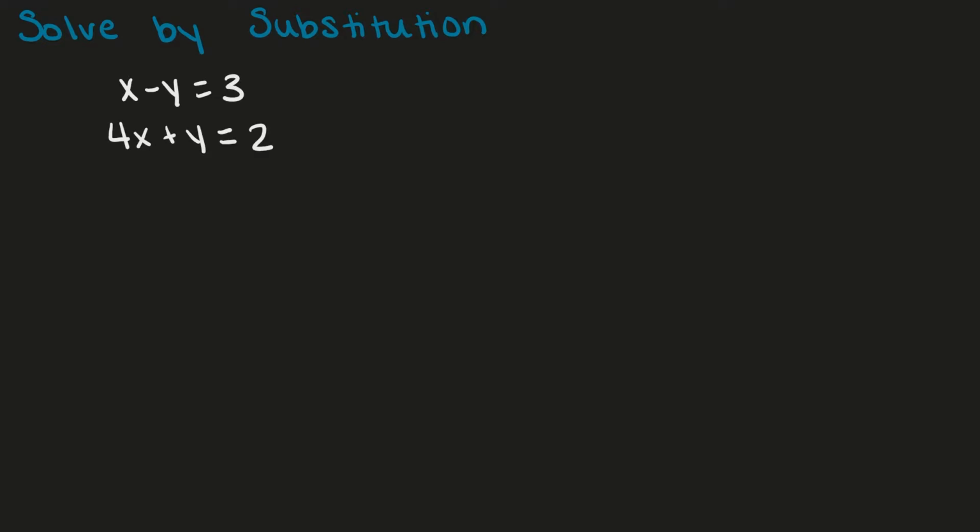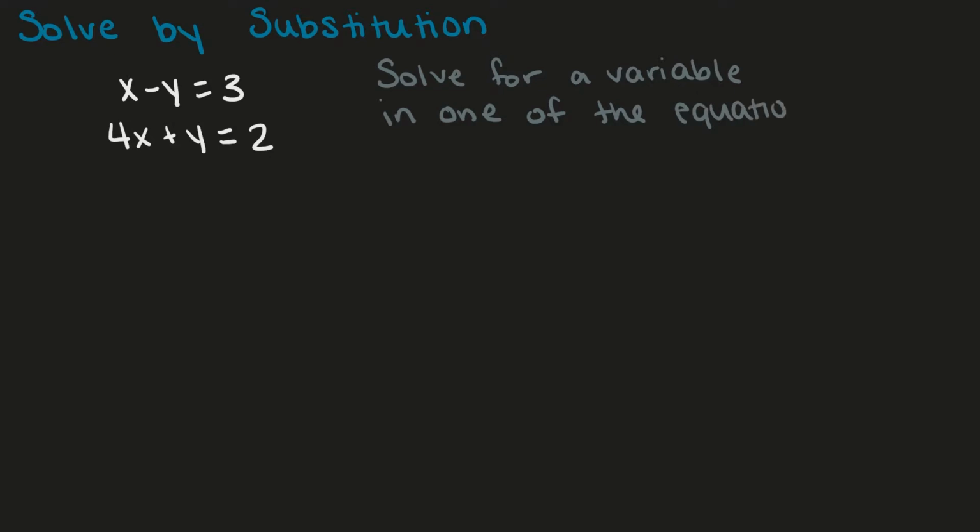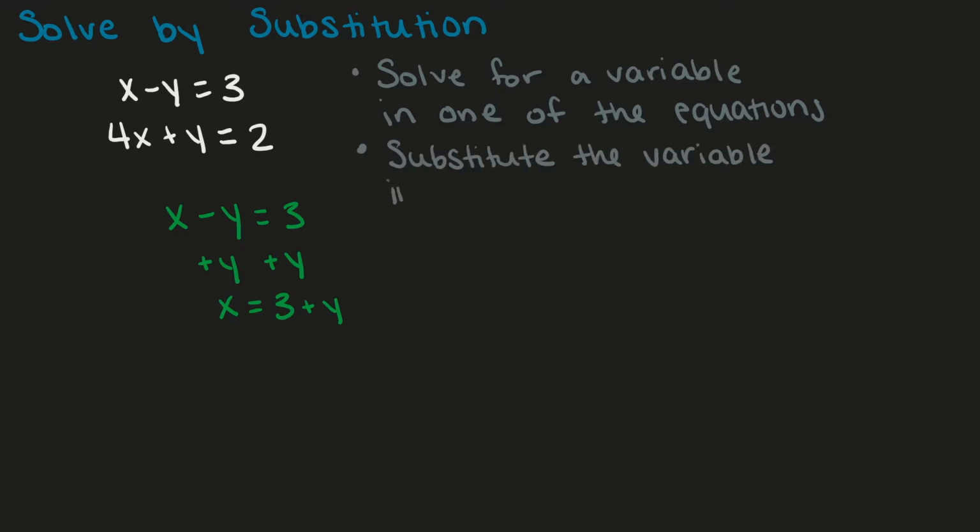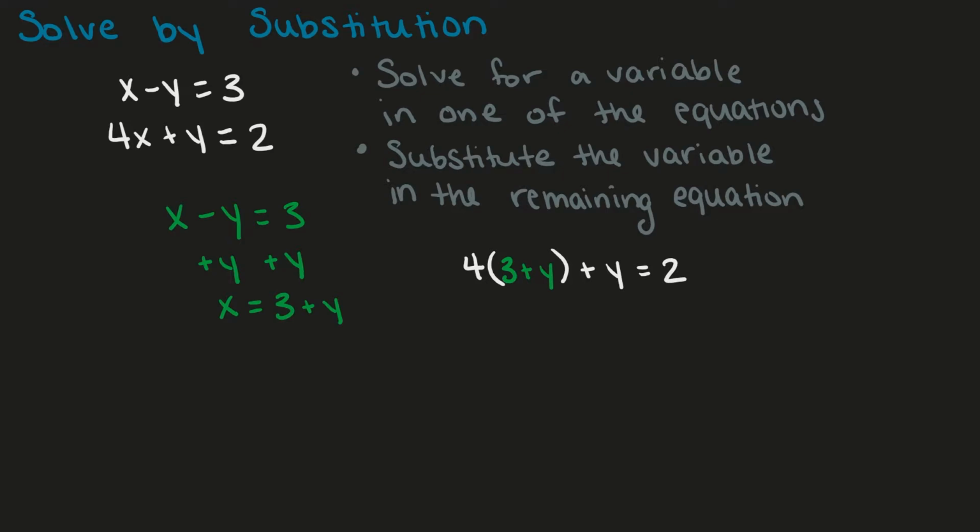Second, let's look at solving systems of equations by substitution. When we solve by substitution, the first thing we want to do is solve for a variable within one of our equations. So let's take our first equation, x minus y equals 3, and solve for x. By adding y to both sides, we get x equals 3 plus y. Next, we want to substitute 3 plus y in for x in our second equation. So 4x plus y equals 2 becomes 4 times 3 plus y equals 2.